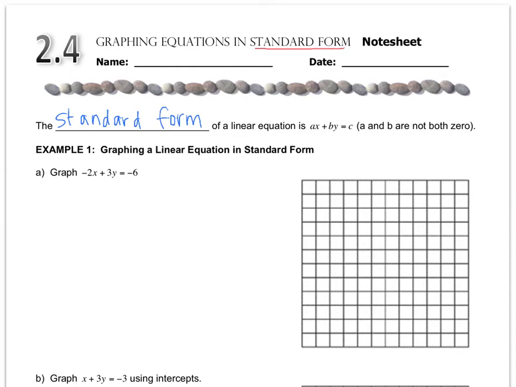Well, I mean, we could. If we wanted to, we could take this equation and get everything away from the y, but that's a lot of work when it's written in this form. There's a much quicker way to do it when it's written in standard form, so let me show you that.